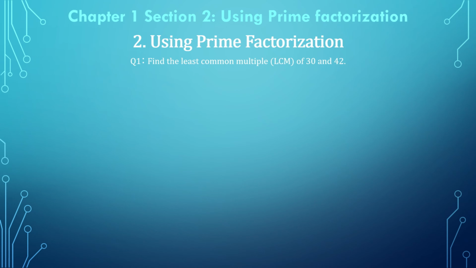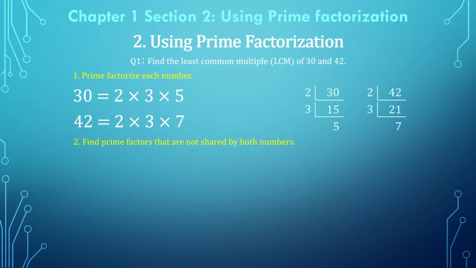Now, let's find the LCM of 30 and 42. The first step in the process is the same. You factorize the numbers into prime factors. LCM is made by multiplying every prime factor that appears in either number. We take each prime factor the greatest number of times it appears in any of the numbers. It's easier to lay out the factors as shown.